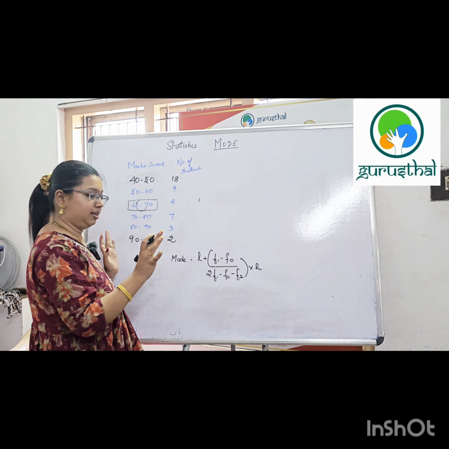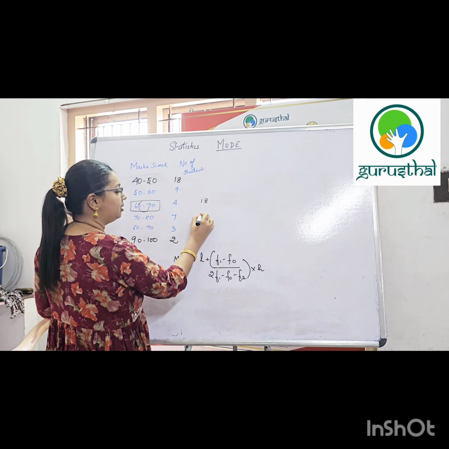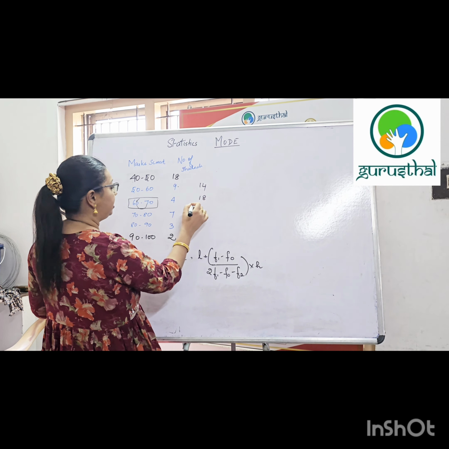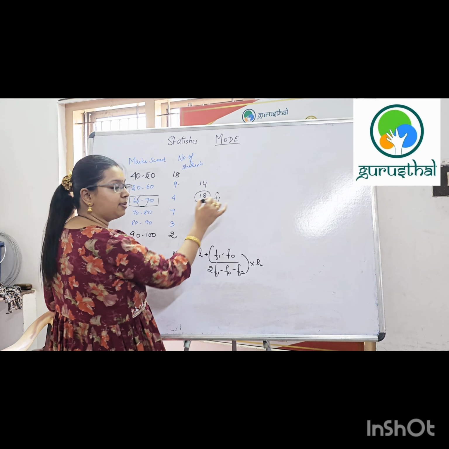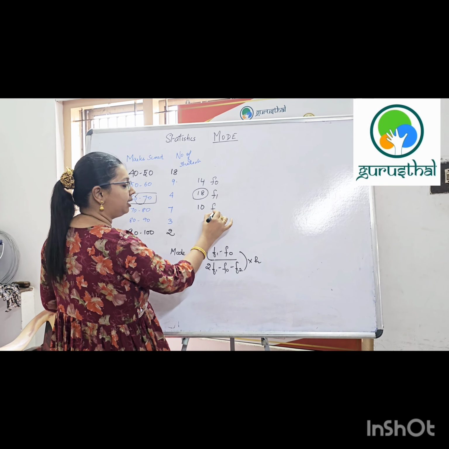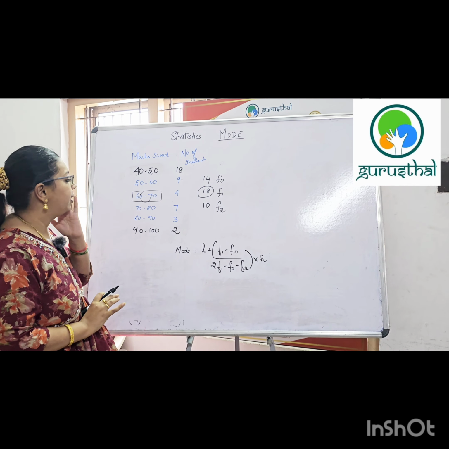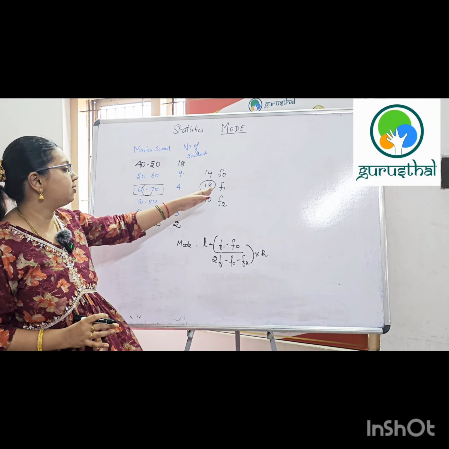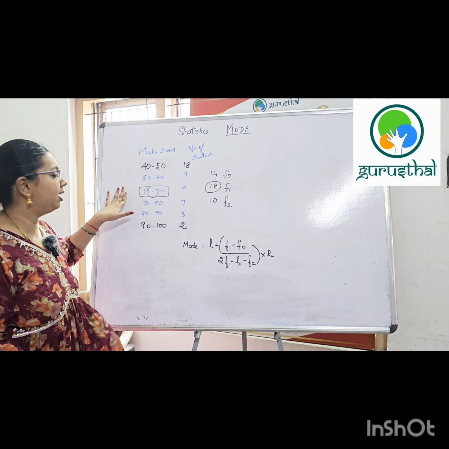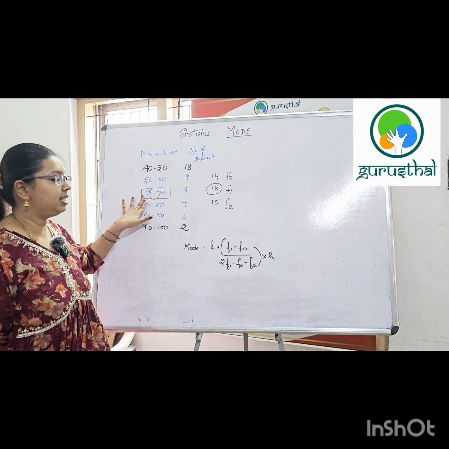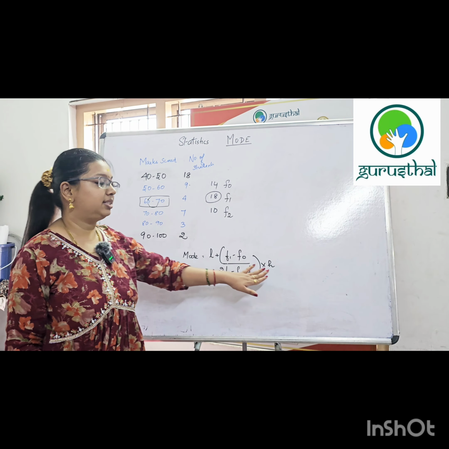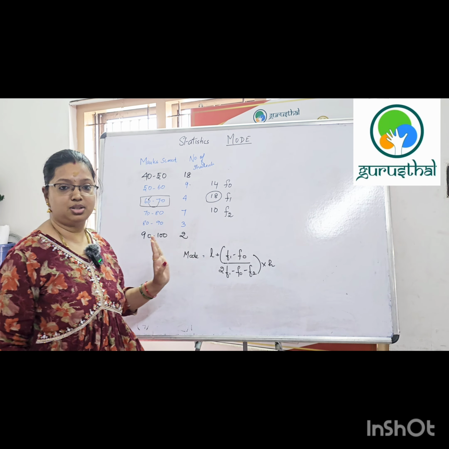For any normal sum, usually the highest frequency comes in the middle. So in this case, the highest frequency becomes my F1, 14 becomes my F0, and 10 becomes my F2. It is very easy to solve. When the highest frequency falls in the middle, you select that particular class interval, and your lower limit becomes 60 and your height becomes 10. That is the gap between 70 and 60, so you can easily calculate. That is not an issue.